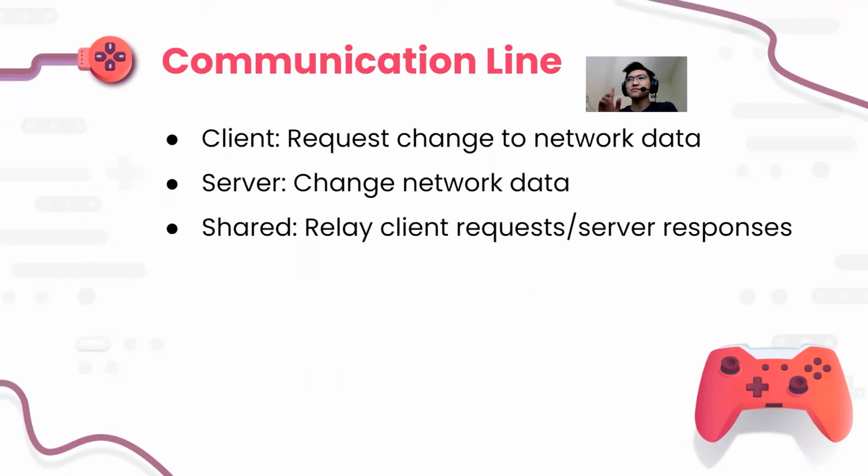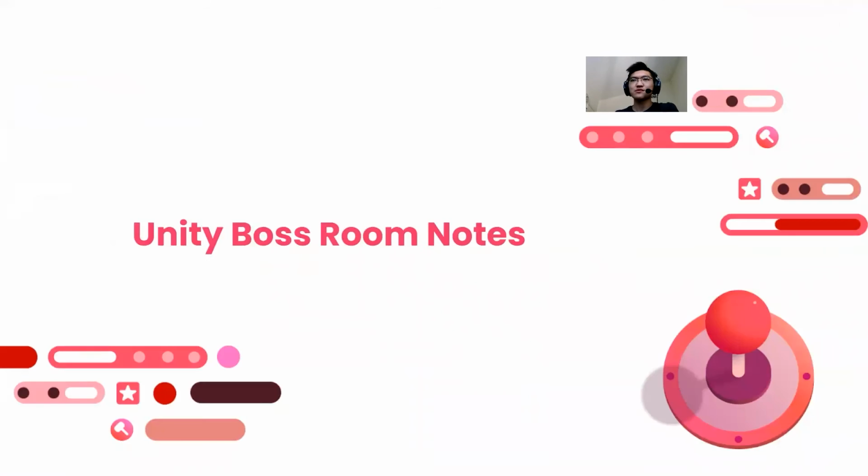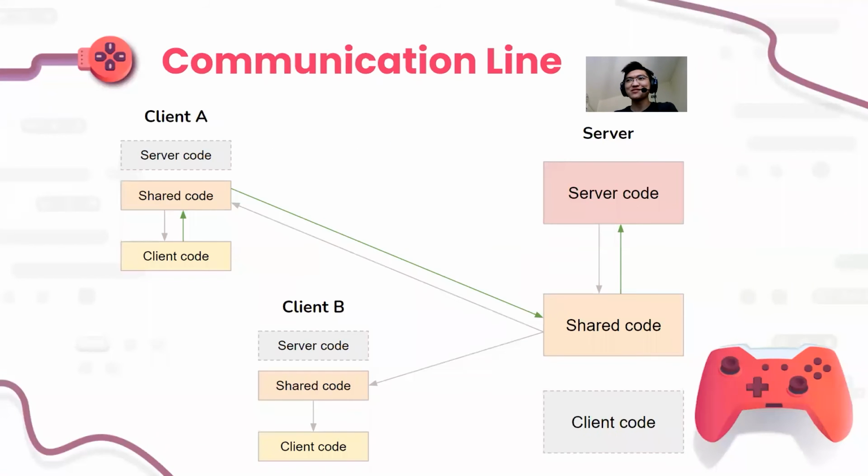So let's see. Yep, this is the idea once again. This is a visual of how this communication would work, as I was showing before. You have a client. Let's say client A makes a request. It's going to contact the shared code. The shared code is then going to serve as the interface with the server.